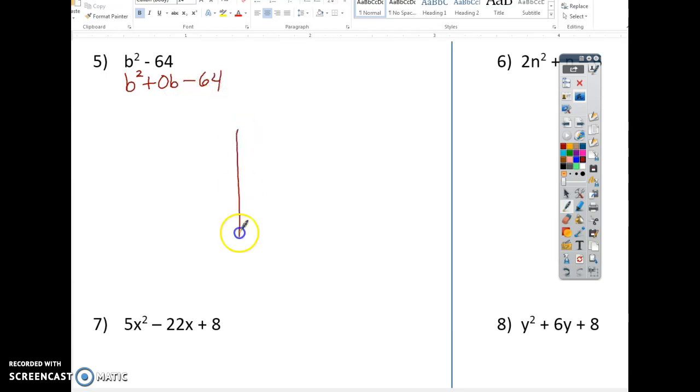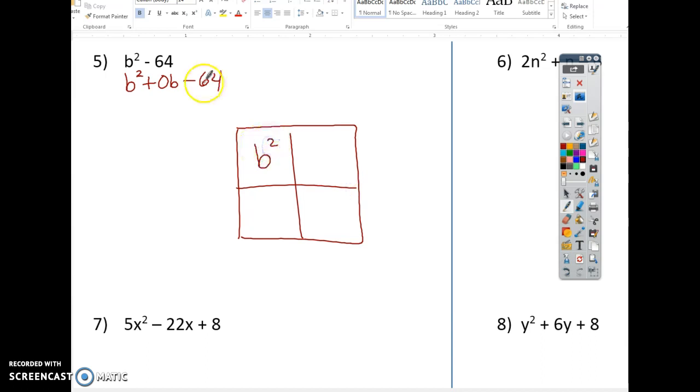So we're going to make our box. Okay, you put your first term in the first box, b squared. Last term in the last box, negative 64.